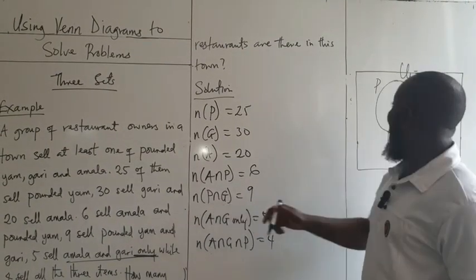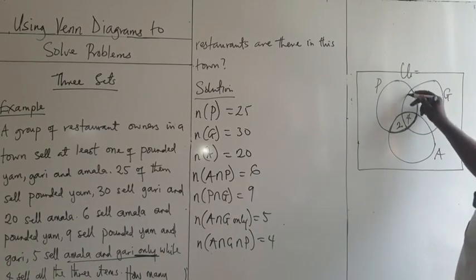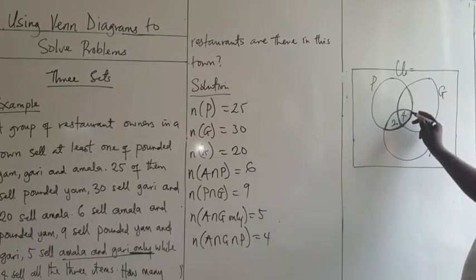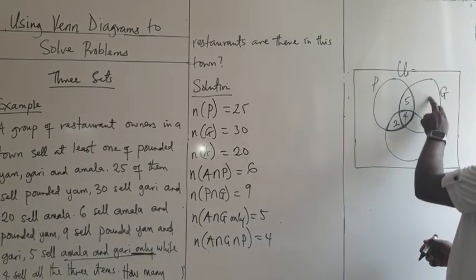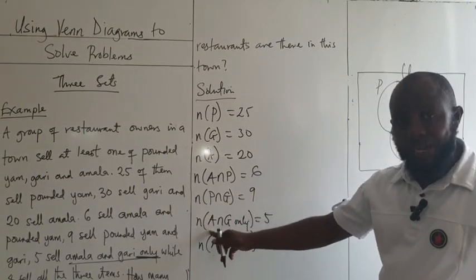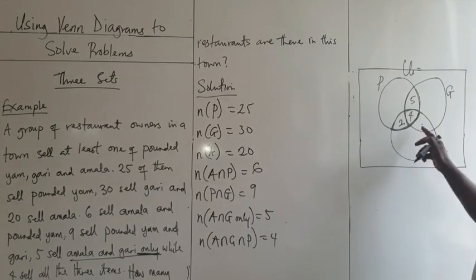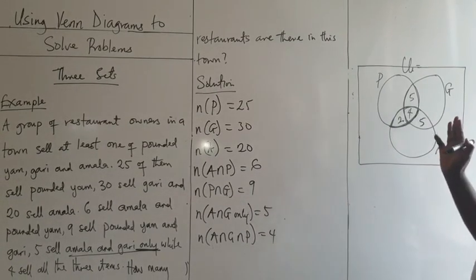Then pounded yam and gari. It is 9, and this is 4. If you take 4 out of 9, it will remain 5. That is, pounded yam and gari only is 5. Then the last one, amala and gari only. This is only, so that's why we are only looking for this. This is 5. So that's all.